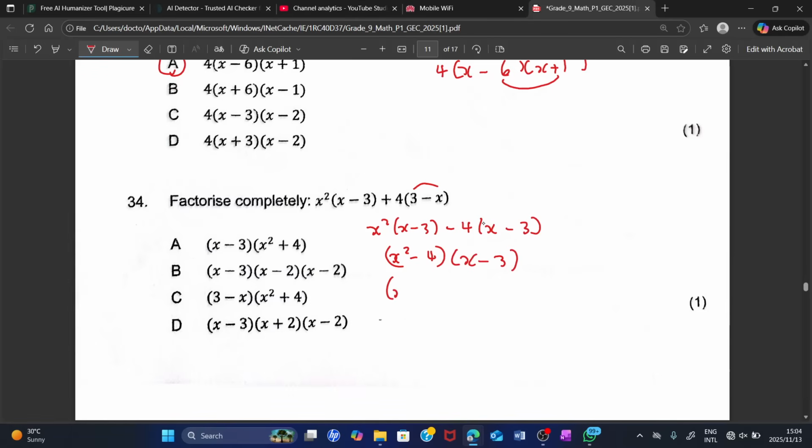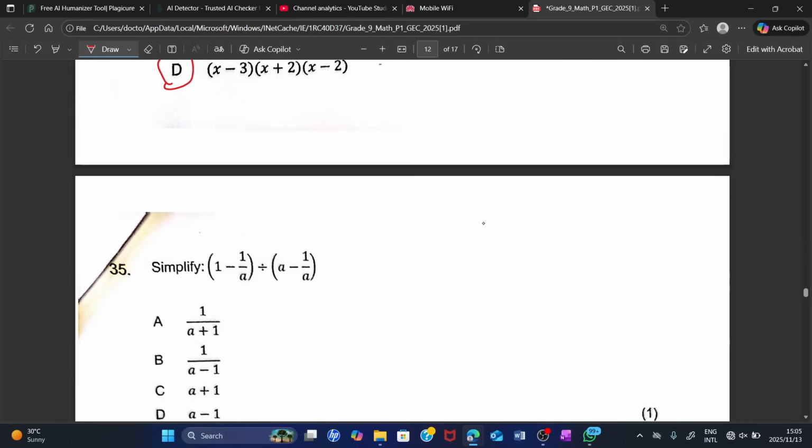And then you factorize this further, x minus 2, x plus 2 into x minus 3. So where is the answer? I think the answer is D. That is the answer. All right, learners, let's continue.